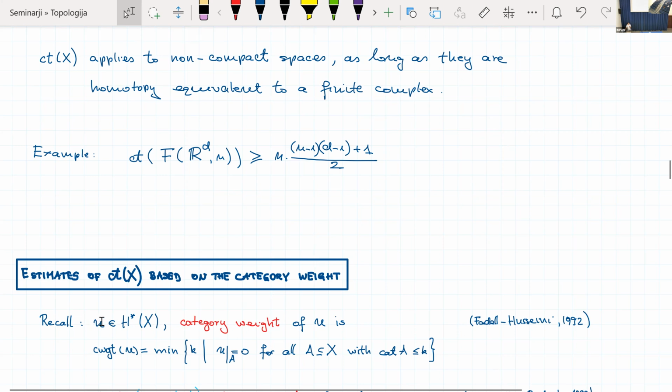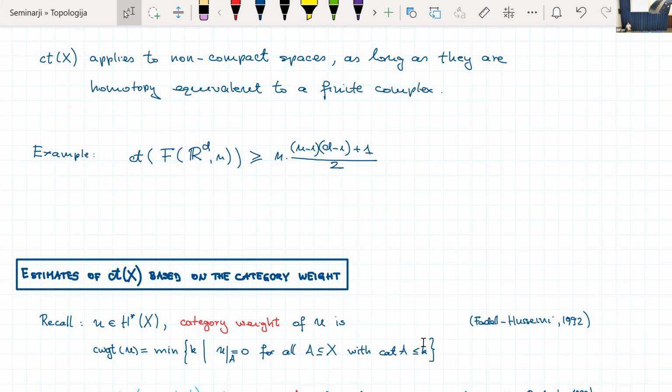So a cohomology class has category weight. The category weight of u is just the minimal k for which u restricted to a subspace A of X is 0 whenever the category of A is at most k. Okay, now this is difficult to read, but the way that I usually think about this is category: you can think your space is padded with some constructible subsets, and then you get a guy that walks around.